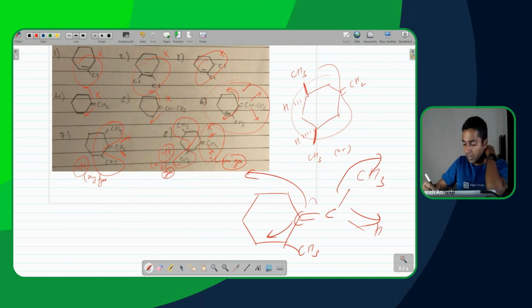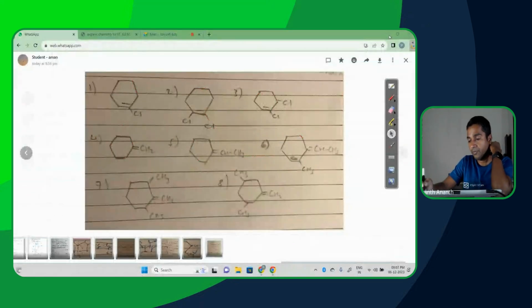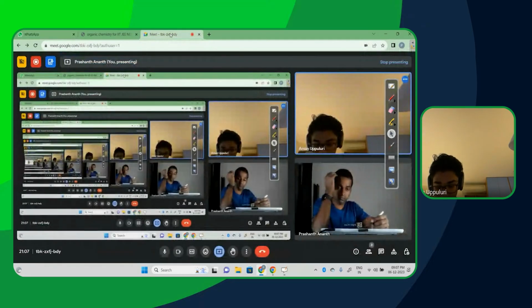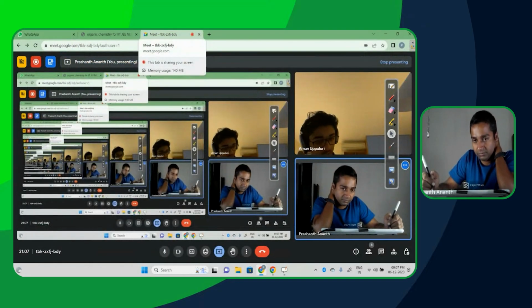And there is going to be inhibited rotation over here. Yes, because of the double bond. Yes. Next.